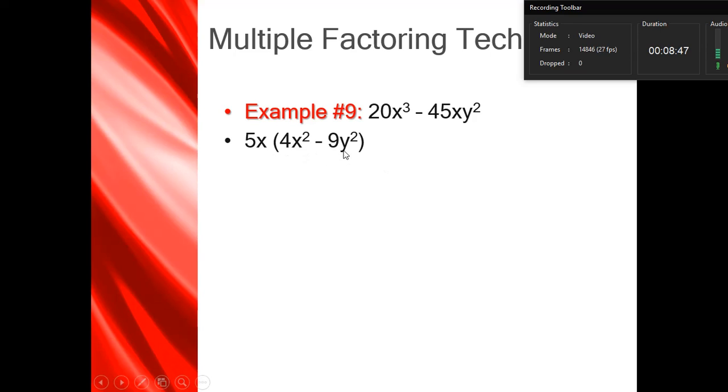In both cases here, both of these terms are perfect squares, so we're going to separate them into identical quantities, 2x plus 3y and 2x minus 3y. And that's as far as that one will go.